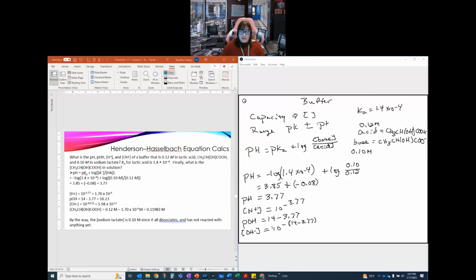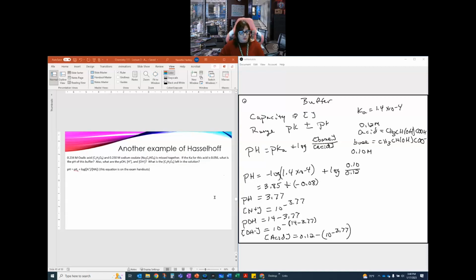and solve. And once we have a pH, then I can do the calculations that I've been doing: the H plus, the pOH, the OH minus, and then find the concentration of the acid, and that's equal to the 0.12 minus the 10 to the negative 3.77, which is my H plus concentration. Okay, so that's what we have for those calculations.